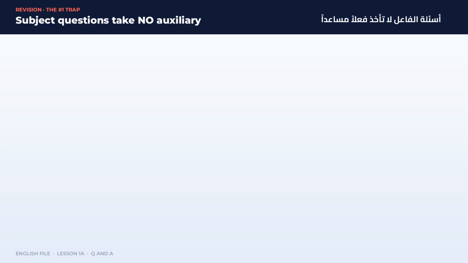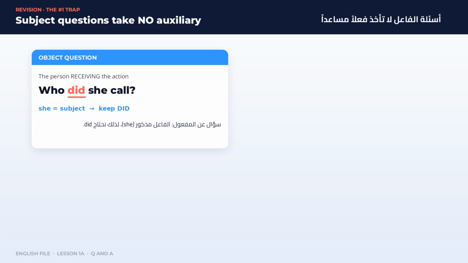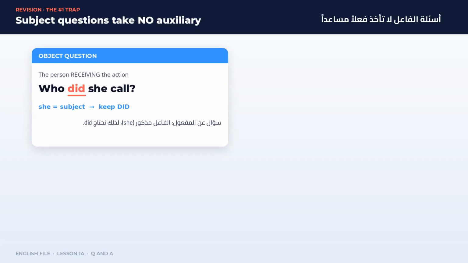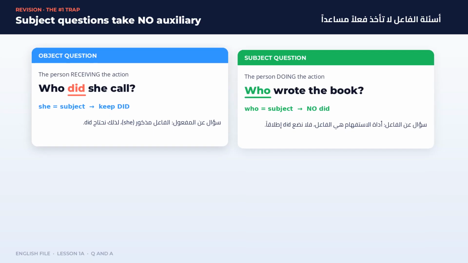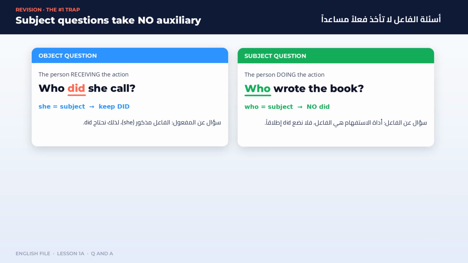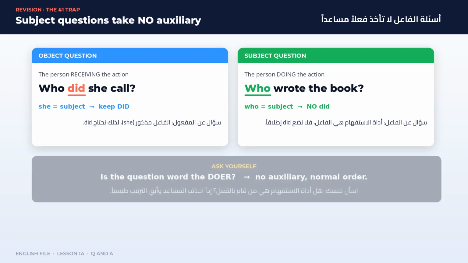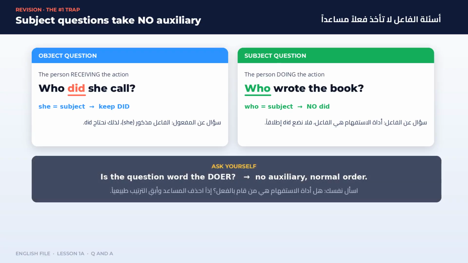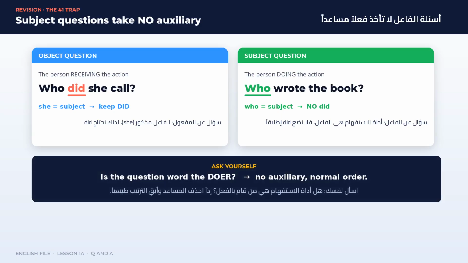Here is the rule that catches almost everybody. Subject questions. Normally we ask, who did she call? She is the subject, so we need did. But when the question word itself is the subject, we use no auxiliary at all, and we keep normal word order. Who wrote Crime and Punishment? Not who did write. So ask yourself, am I asking about the person doing the action or the person receiving it? If it is the doer, drop the auxiliary.